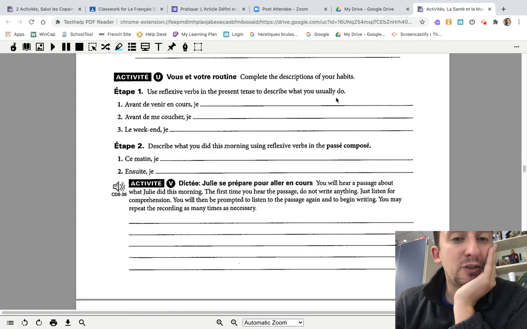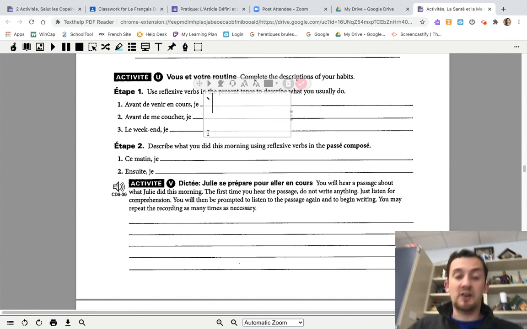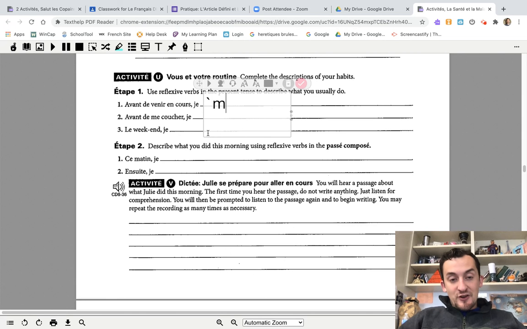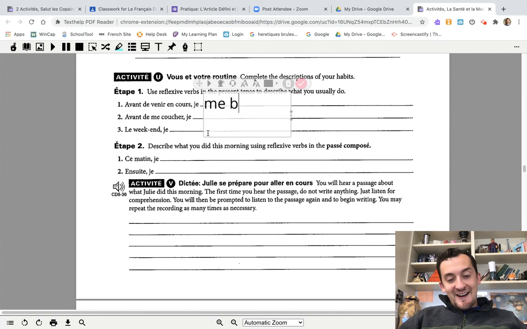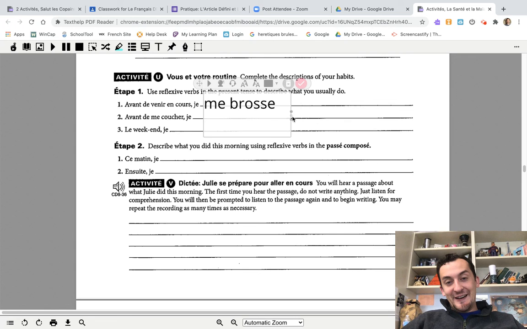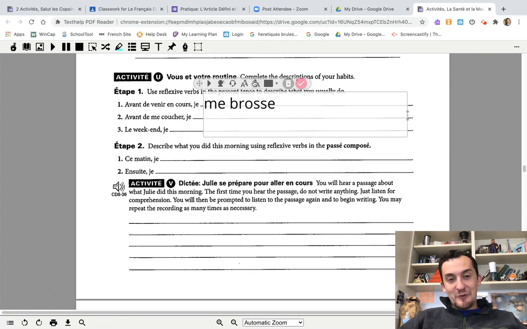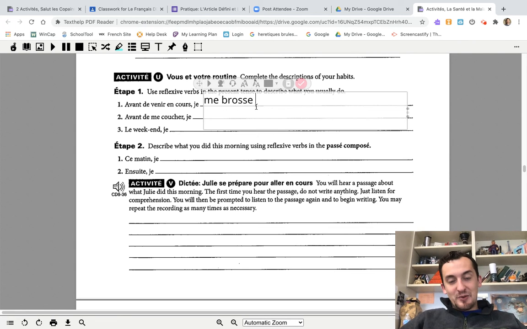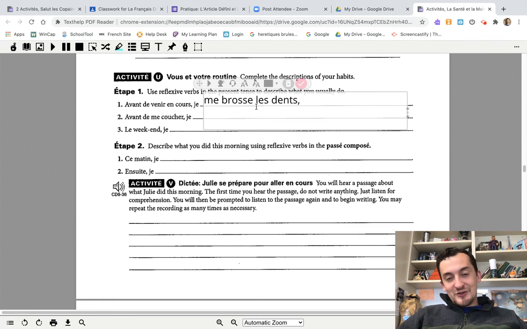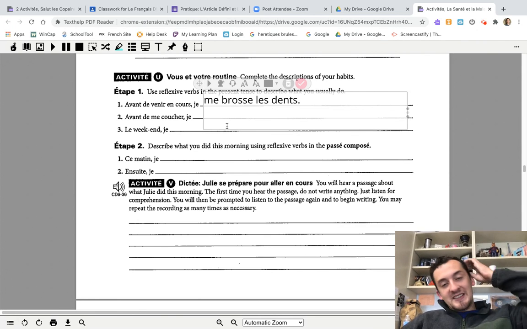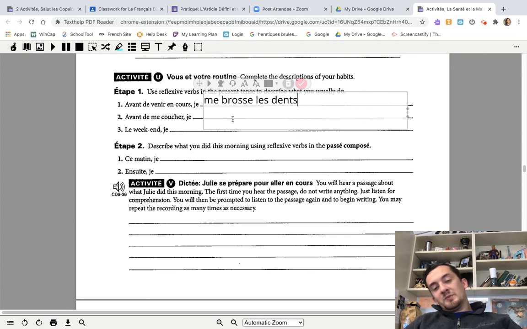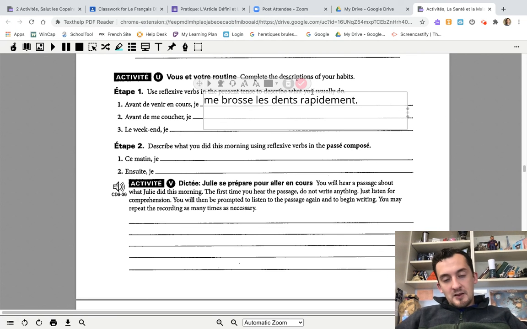Activité U, vous et votre routine. Complete the description of your own habits. Use reflexive verbs in the present tense. So avant de venir en cours, before coming to class, je me, I might say je me brosse. I don't know, it depends. Just pretend it's before school instead of before class. Je me brosse les dents. You might even say je me lève, I don't know. But you can always add an adverb. So je me brosse les dents rapidement, especially when you're looking at the weekend.